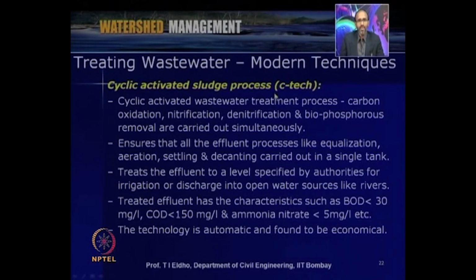Through the cyclic activated process we can achieve BOD of less than 30 milligram per liter, COD of less than 150 milligram per liter, and ammonium nitrate of less than 5 milligram per liter. So, we can achieve better quality water when the wastewater goes through this technique. The technology is automatic and found to be very economical. For small scale industries this technique is very useful for the treatment of wastewater. So, we can see that either CASP or the UASBR, these kinds of modern techniques are very effective, and they occupy much smaller space, and for a small industrial unit in an area they can directly buy it and put it in operation mode.